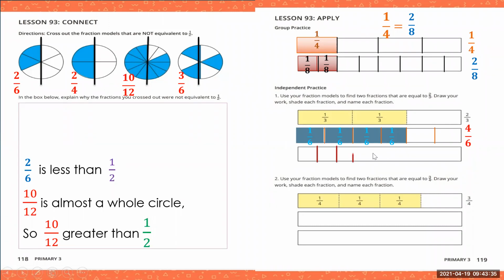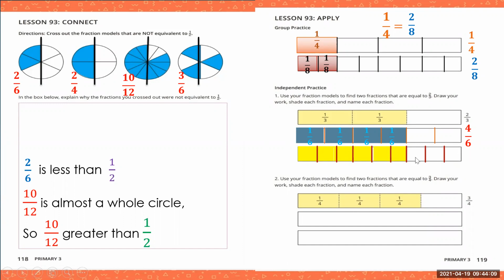Now, if I divide the same rectangle into how many equal parts? 1, 2, 3, 4, 5, 6, 7, 8, 9. Into 9 equal parts. The 2/3 will be what? Let's color together. 1, 2, 3, 4, 5, 6.